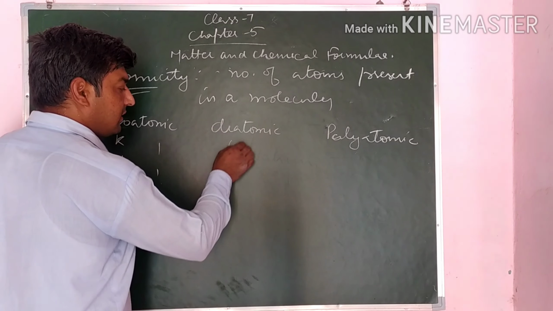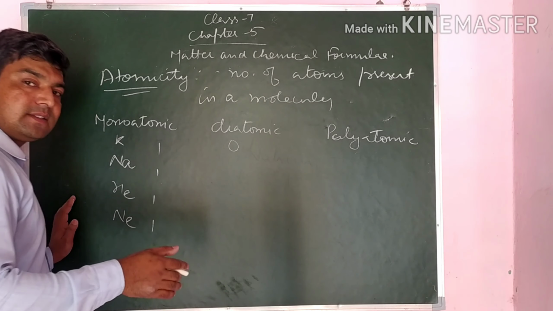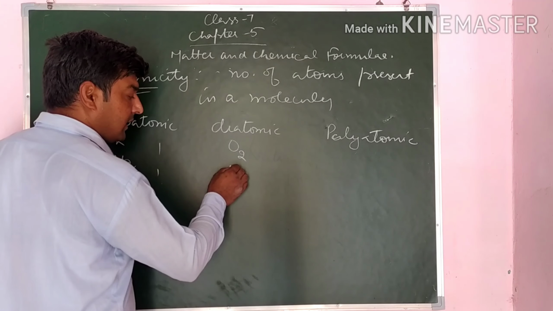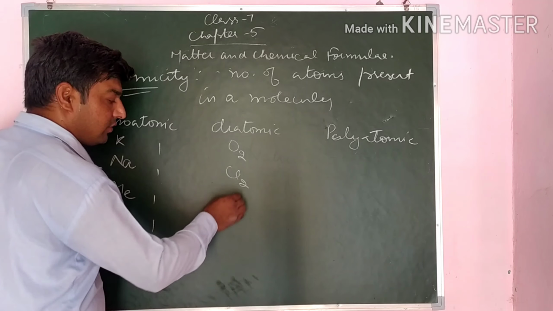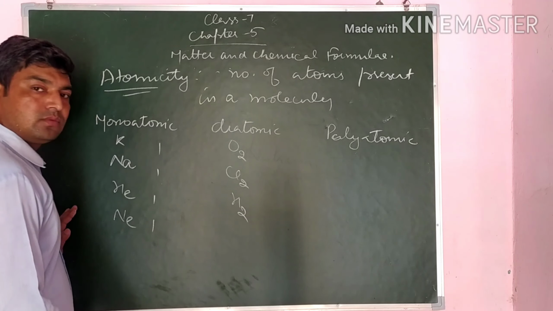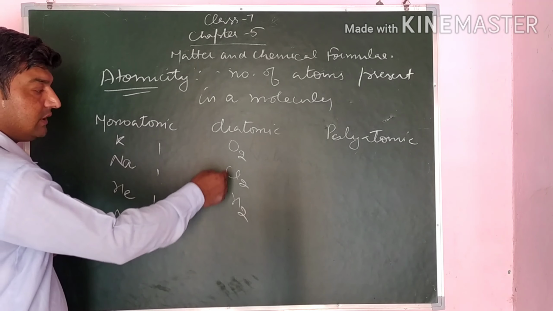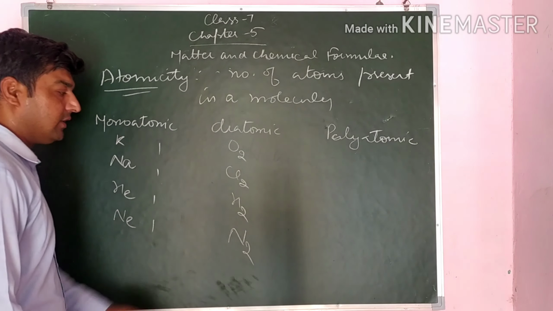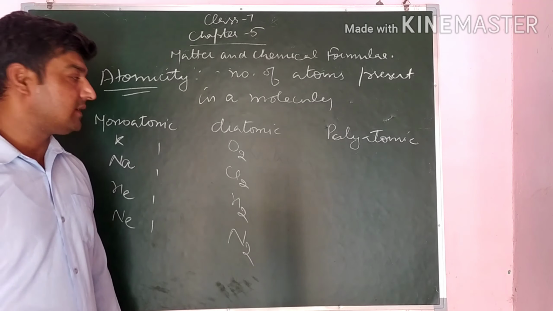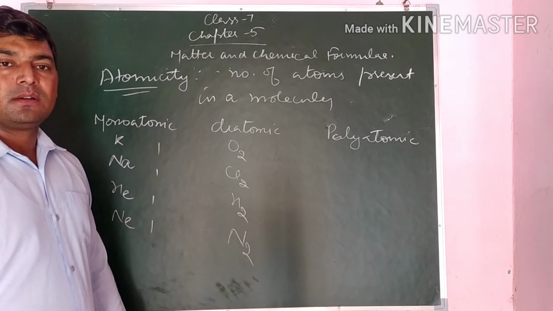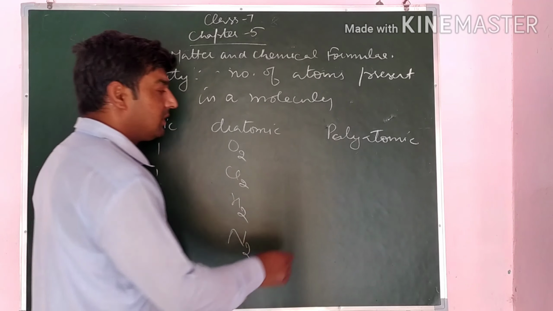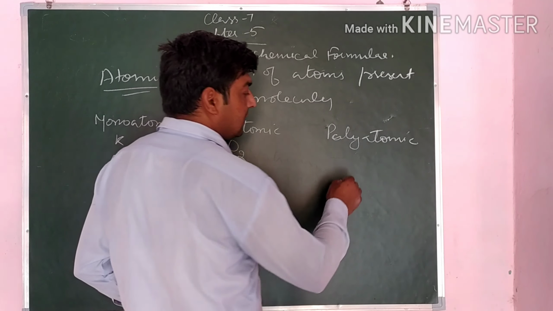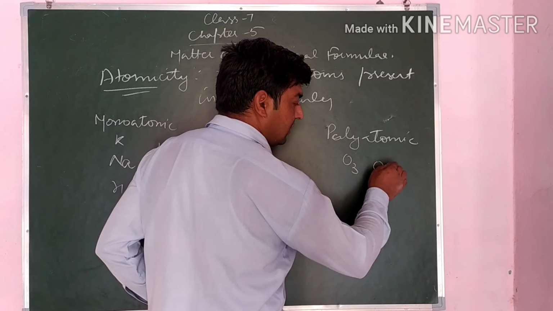Similarly, we have diatomic. Oxygen cannot exist as O. It always exists as the O2 molecule. Similarly, chlorine Cl2, hydrogen H2. Students, these are some gases. Similarly, we have N2, nitrogen. These gases exist as diatomic molecules. Similarly, we have some polyatomic molecules, like O3. O3 means ozone.